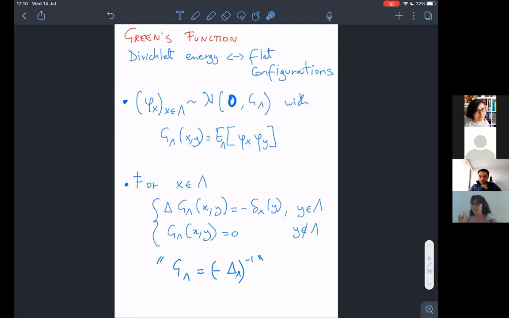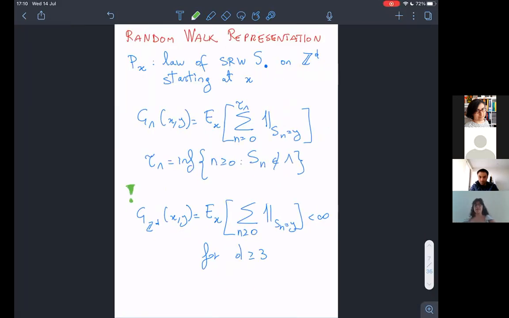So all in all, this tells you that the covariance matrix of the GFF is nothing but the inverse of the minus delta lambda matrix, where delta lambda is a matrix that restricts the graph Laplacian to entries that belong to lambda. So it's the restriction of the delta matrix of the operator inside of lambda. This representation is very useful.